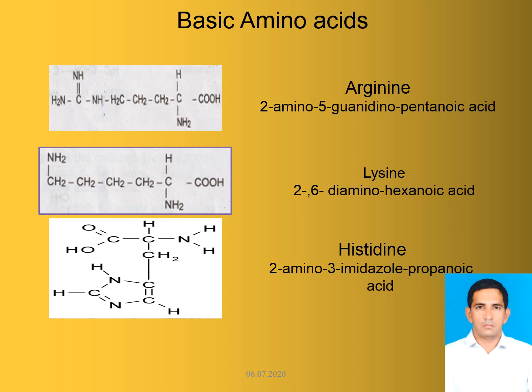Basic amino acids: arginine, lysine, histidine. There are three amino acids that have basic side chains at neutral pH: arginine, lysine, and histidine. Their side chains contain nitrogen and resemble ammonia, which is a base.